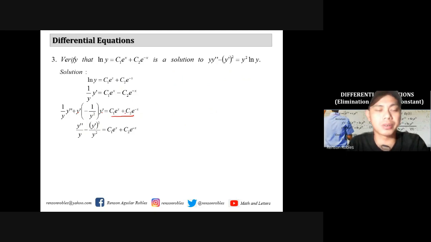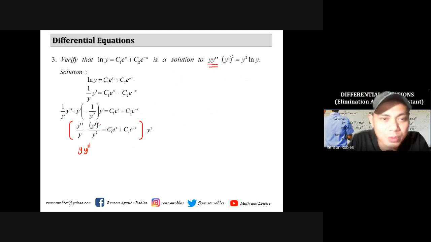And then what are we going to do? To eliminate the denominator y and y prime, we shall multiply everything by y squared. Okay, so you have y double prime over y times y squared is y double prime, and we are getting there because we now have this y double prime. Okay, right? And we're getting close. And then y prime squared over y prime times y squared, sorry. Then you'll have y prime squared, okay?